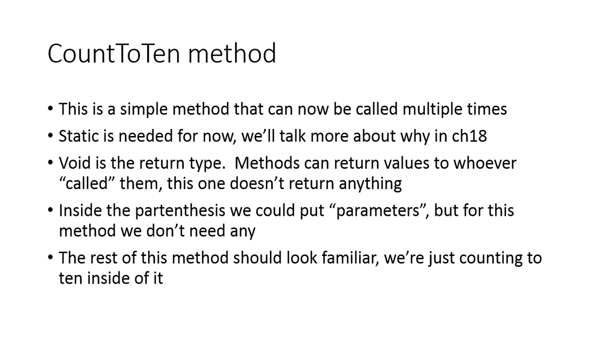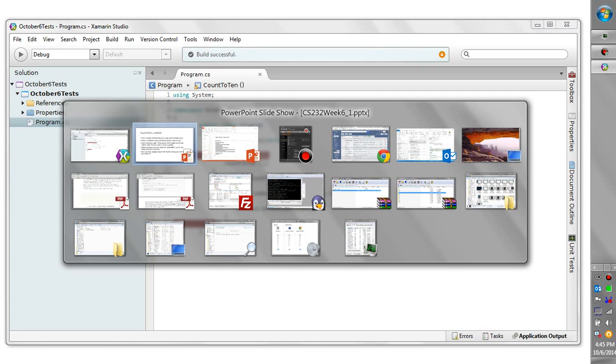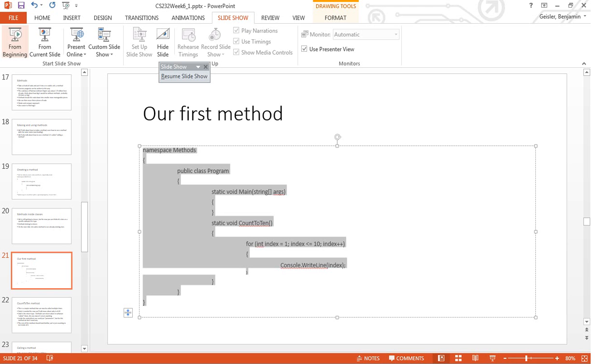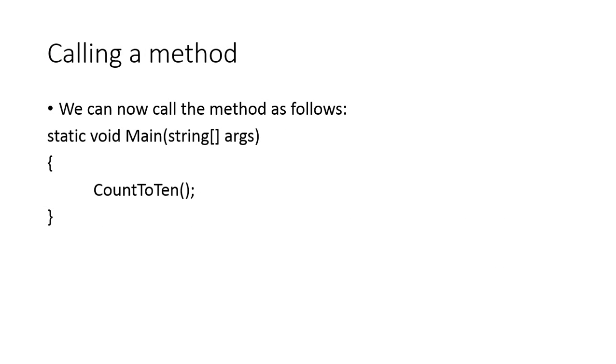The rest of this method should look very familiar to you. It's just a for loop that goes from 1 through 10 and prints out each time. And then we end up calling this from main. In fact, I called it twice.